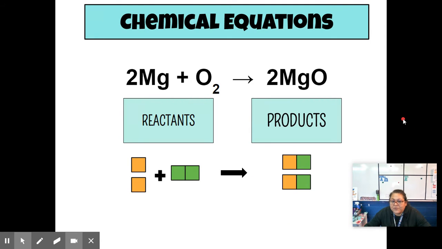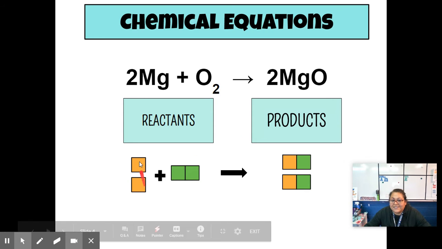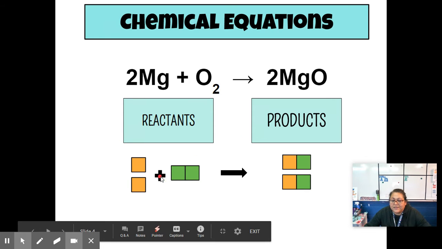So this is a visual representation of what reactants and products mean. Reactants are your starting ingredients, so it's the chemical compounds or molecules that you start with. Then they react, that's the yield sign, and then they create new substances. Those are your products. So here I can see I have 2 magnesium reacting to an oxygen molecule to create 2 magnesium oxide molecules.